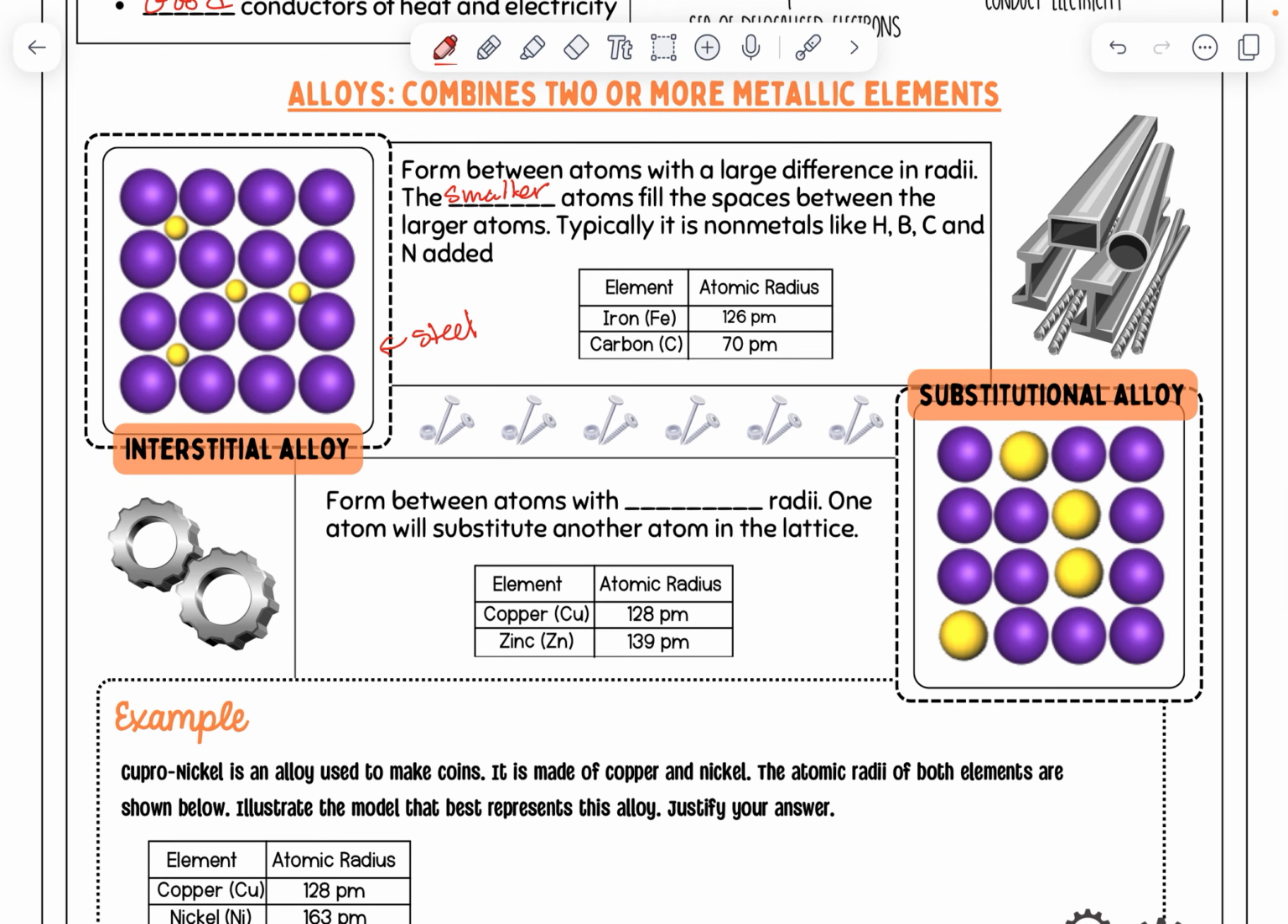substitutional alloys, and they form between atoms with similar radii, so similar size. And these are the ones that are typically two metals. For example, this one says copper and zinc, and here we have one that's 128 picometers and one that's 139. And they're similar in size. They don't have to be the exact same size, but we call that a substitutional alloy.